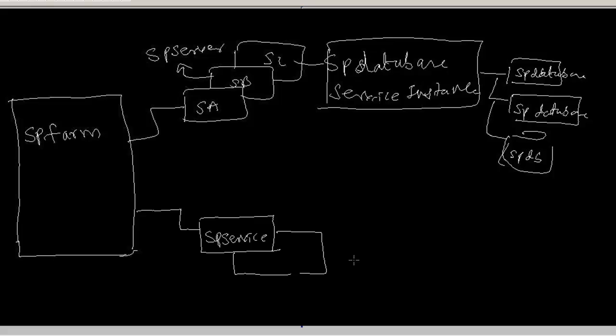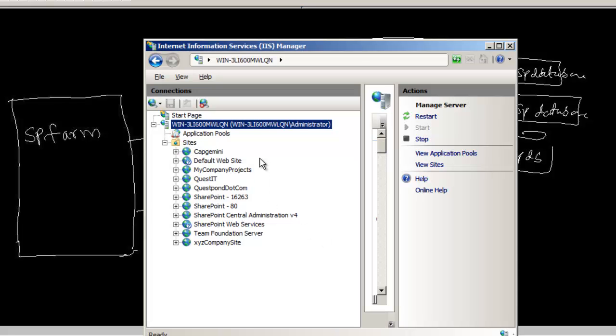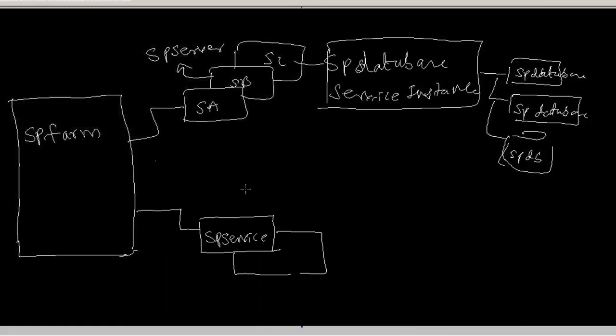We will only talk about the IIS service. Now, inside the IIS service, you have web applications. So if you see, here's the IIS service which is running on this computer, Win-3L600MWLQN, and inside that you can see we have web applications or websites. These websites are represented by SP web application.